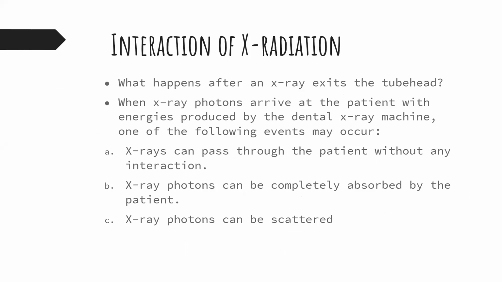Now, interaction of X-radiation. What happens after an X-ray exits the tube head? Three events can occur. The X-rays can pass through the patient, it can be completely absorbed, or it can be scattered, right? So these are the three things that can occur when the X-rays exit that tube head.